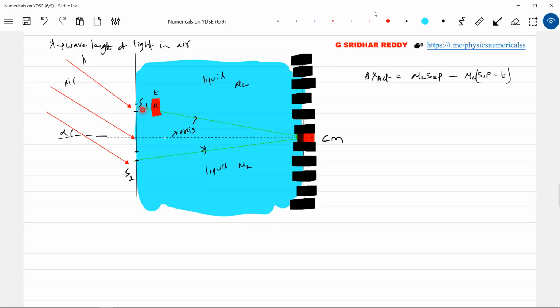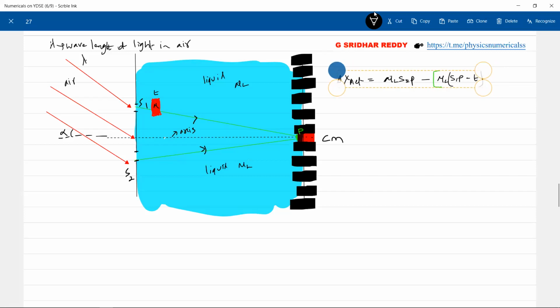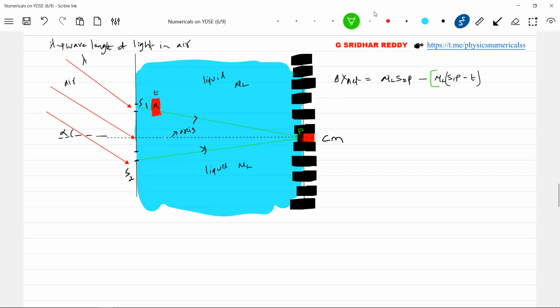S1P minus T is what the path covered in liquid. Optical path length, mu L times S1P minus T, in brackets. Please do notice that this is very important. Then the remaining path, it will cover in the slab, no? How much length will it cover in the slab? T. Then what is the optical path length? Mu T. So shall I write plus or minus mu T? Plus mu T.